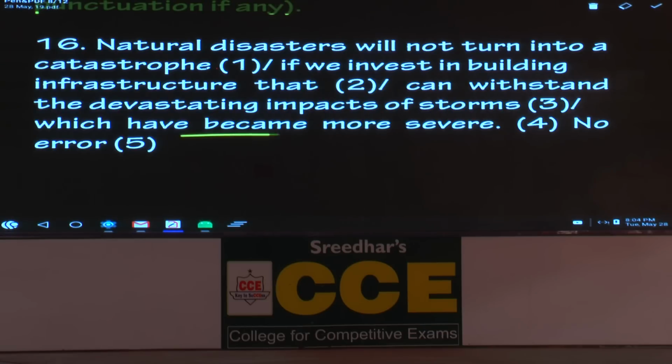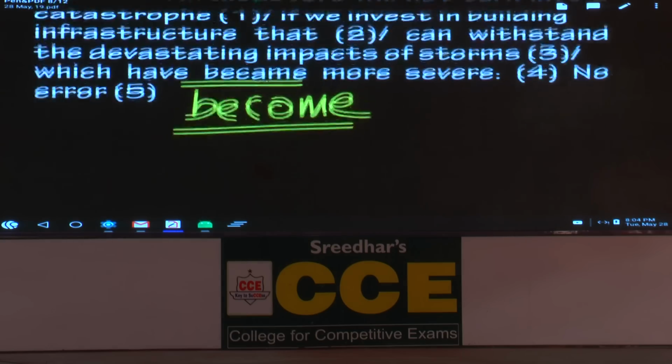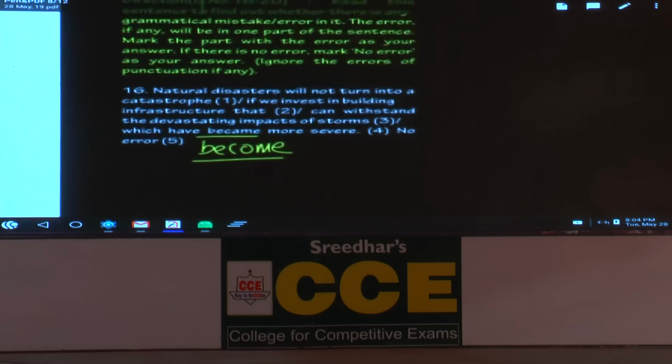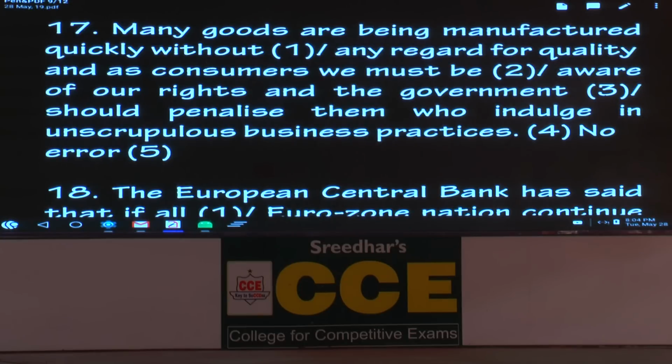Now you have to reach a stage where when you read which have became, you should not go beyond that. You should know for sure became is not correct, it should be become. Which have become, they have become. Which tense is it? Present perfect tense. So any perfect tense, the verb should be in which form? Past participle form. Easy question, one reading, no need of second reading.